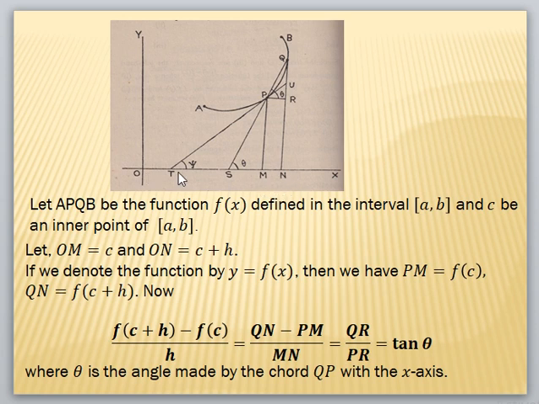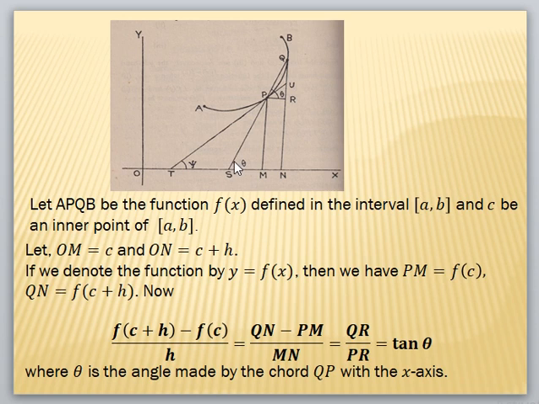Consequently, if this OM is c, then this length PM will be f(c), and the length QN, because this ON is c + h, is f(c + h). So if we want to find this length QR, this will be QN minus PM, so it is f(c + h) - f(c). And then if you consider the ratio QR by PR, that will be f(c + h) - f(c) divided by h, because this is c + h and this is c, so this difference is simply h. So [f(c + h) - f(c)]/h is actually your QR by PR.